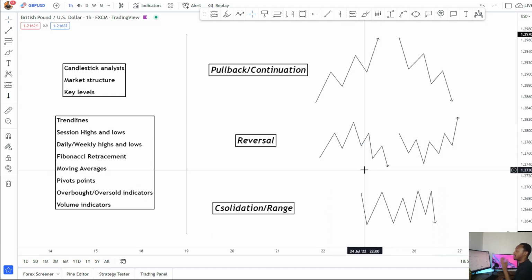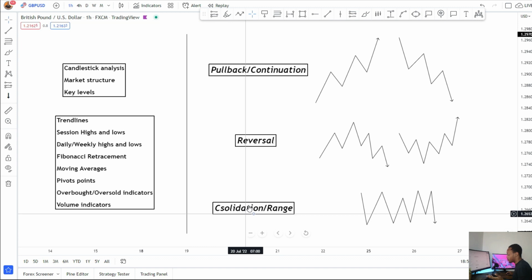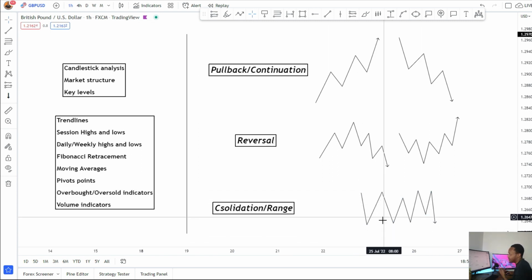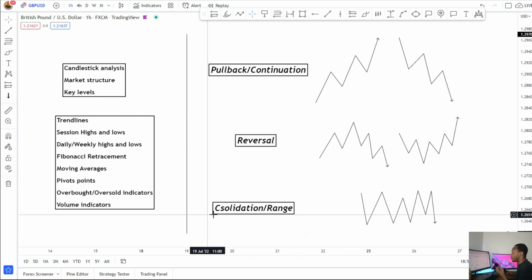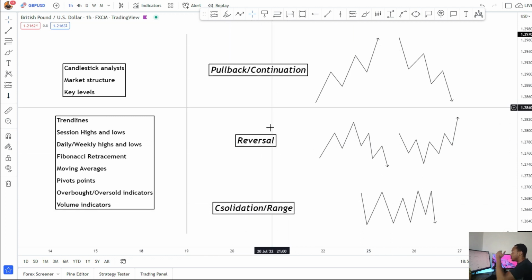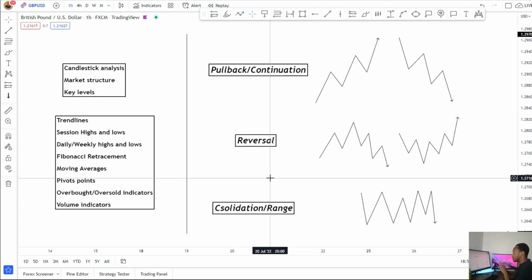And then finally, we've got consolidation or range. This is when the market is moving up and down between a specific high and a specific low and can't go anywhere. And here we look to sell high and buy low essentially. So 90% of my trades are pullback, continuation. Some people focus mainly on reversals, some people focus on consolidation, some people spread it out evenly, focusing on pullbacks, reversals, and ranges just the same amount. But for me, pullbacks and continuations is where I spend most of my time trading the market.